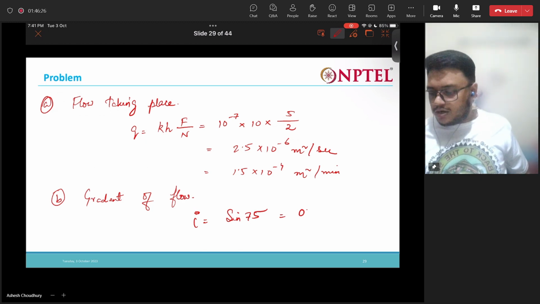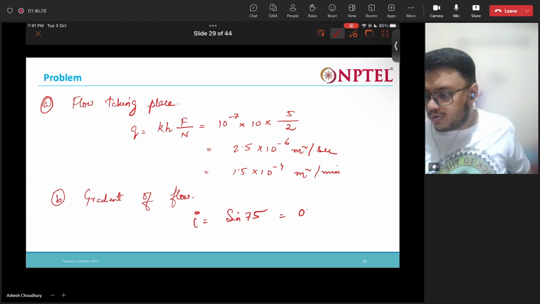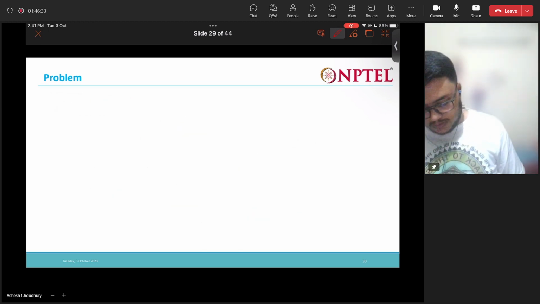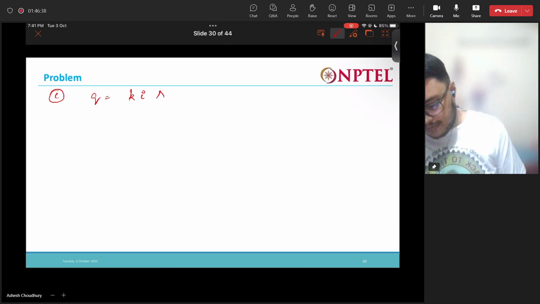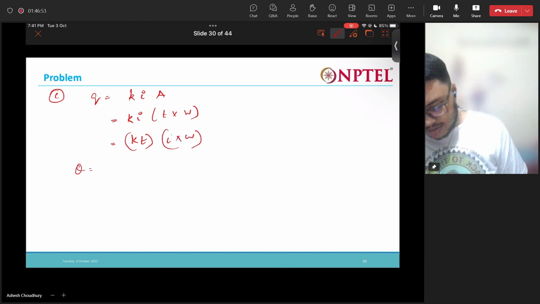So we got the gradient of flow. Now what we need to find out is the required transmissivity. So what is Q? Q is k i A, that is k i, thickness into width. So k t is theta; I will separate it. Theta is equal to k t, which is equal to Q by i into width.